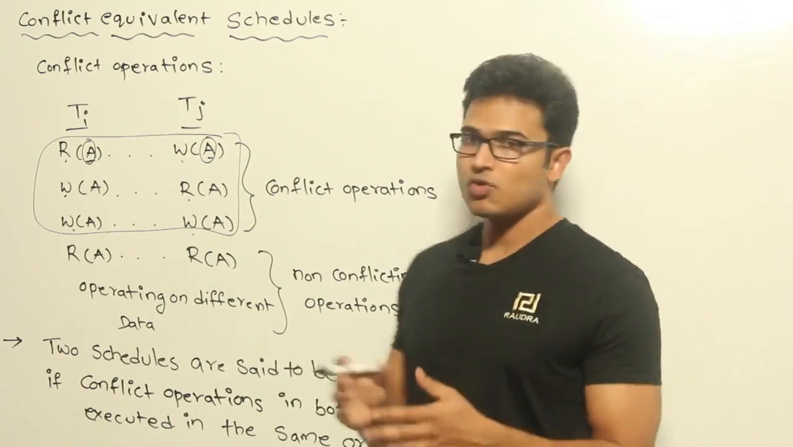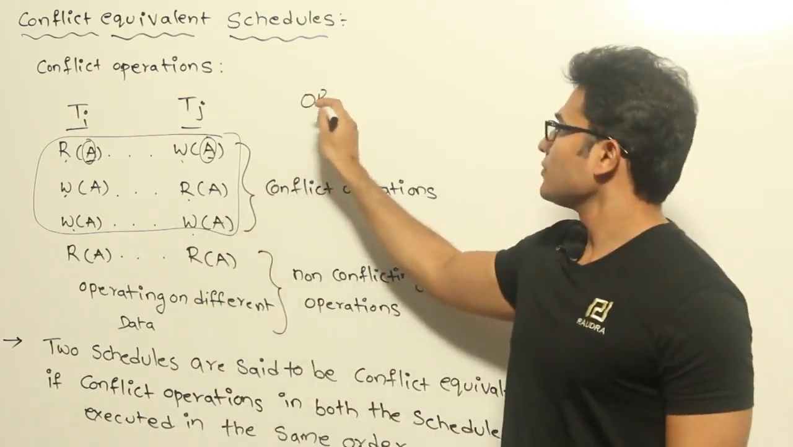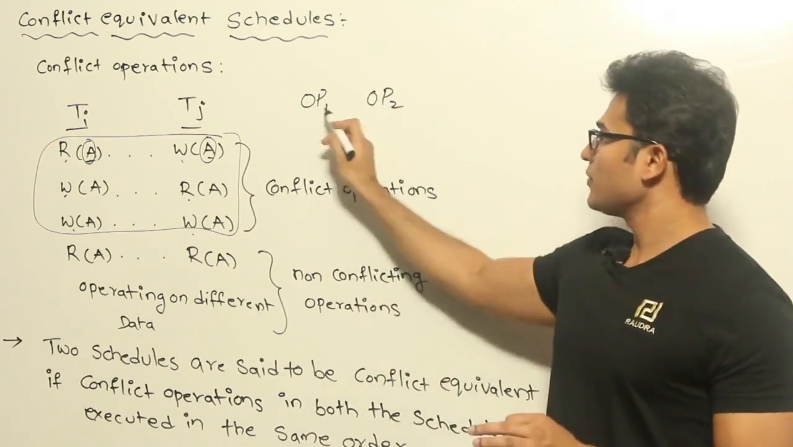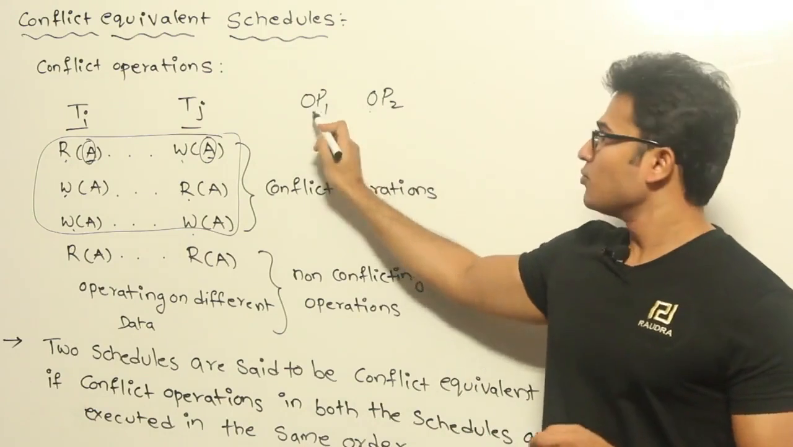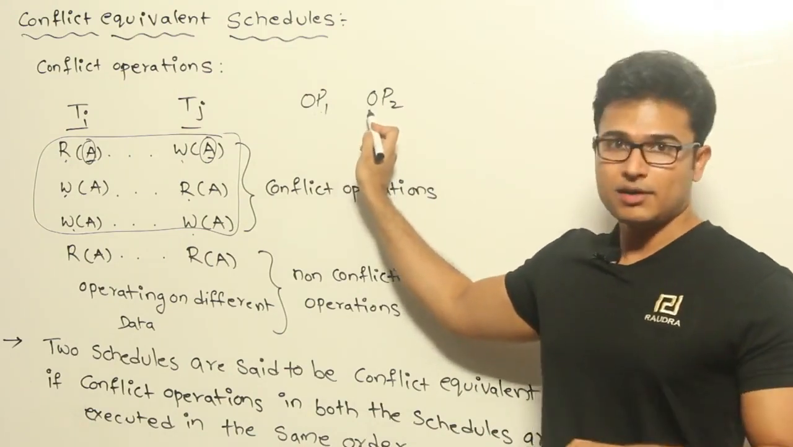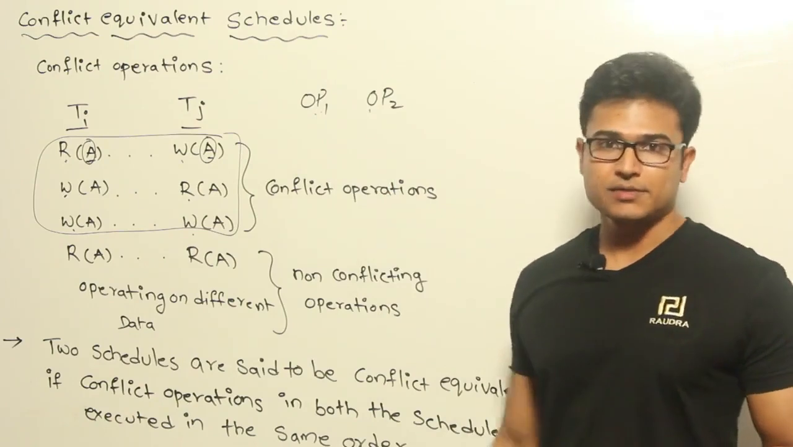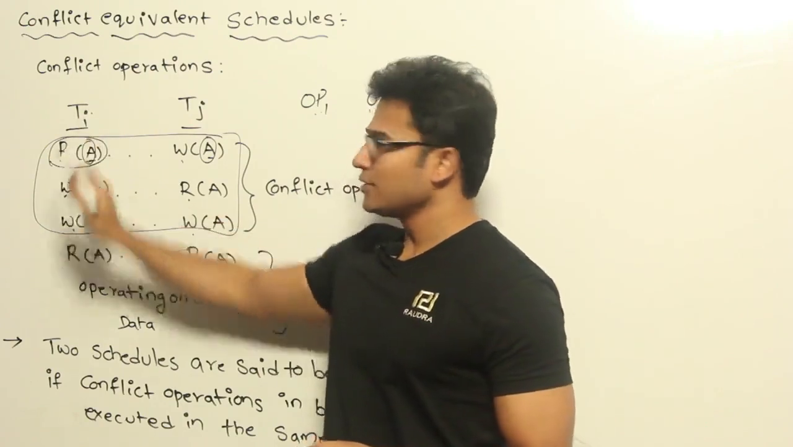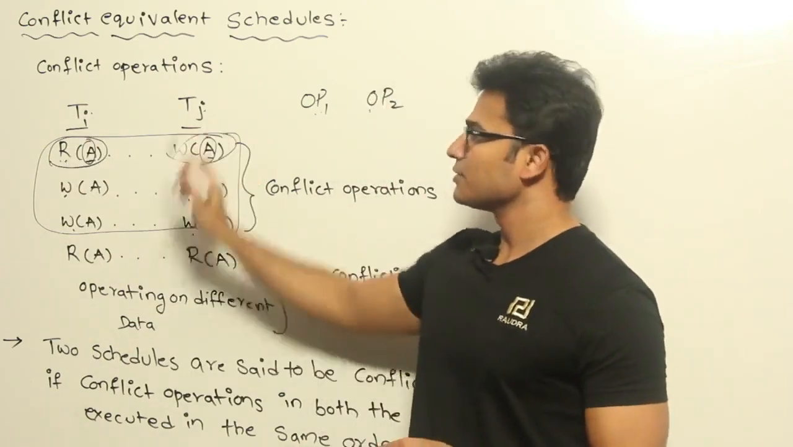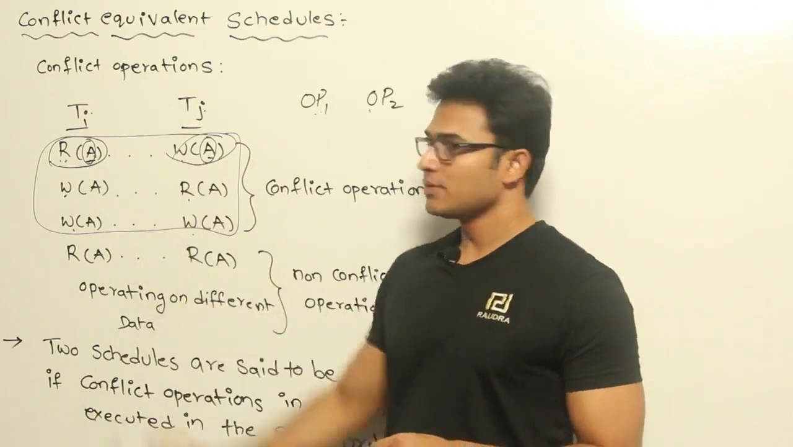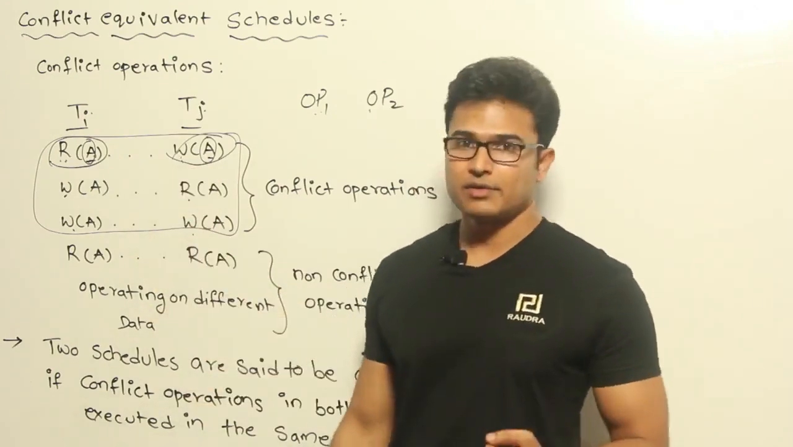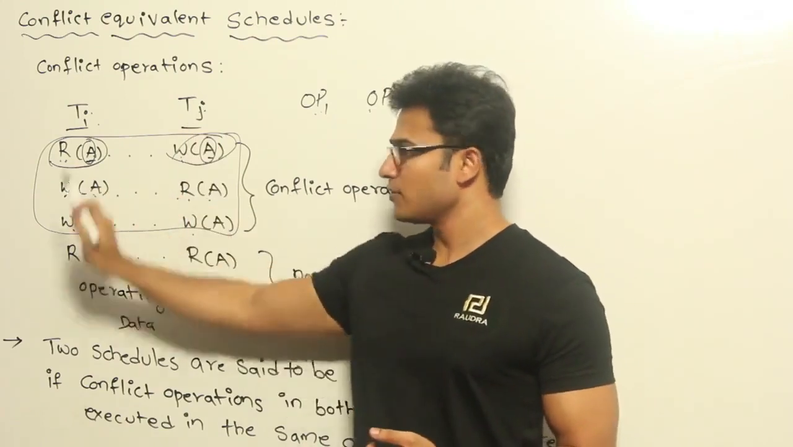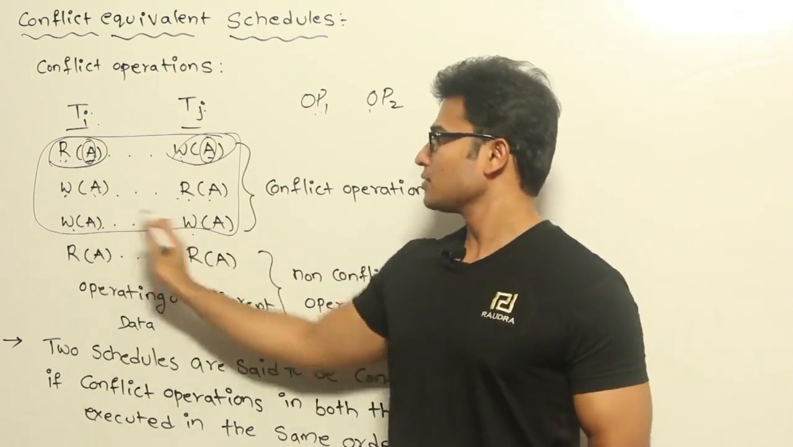If there are two operations, operation 1 and operation 2, and they are going to be conflicting operations, then both of them have to be from different transactions, both must be acting on the same data item, and at least one of them has to be a write. Got it? In this case, this action is from Ti and this action is from Tj, both are acting on the same item, and one of them is a write, therefore it is a conflict. This one is from Ti, this one is from Tj, both are acting on A, and one of them is a write, therefore it is a conflict. Similarly here also it is a conflict.